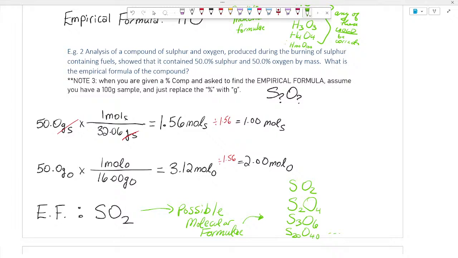Does that make sense? Now, practically speaking, it's not an infinite number of things, but in theory, could this be S1 million, O1 million? Yes. Is that very likely? No. But there we are. So we would have to do some kind of further analysis to determine which one.